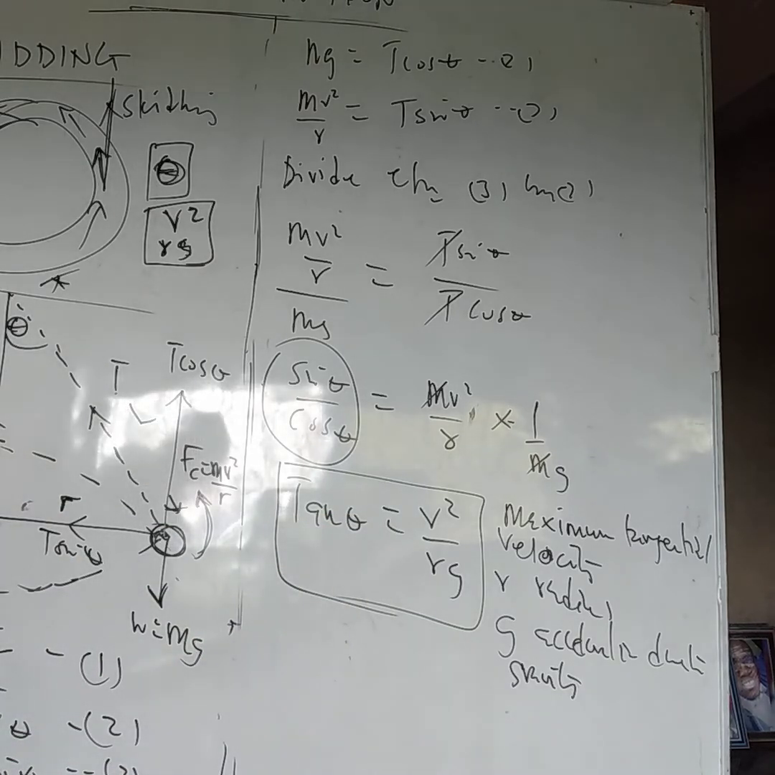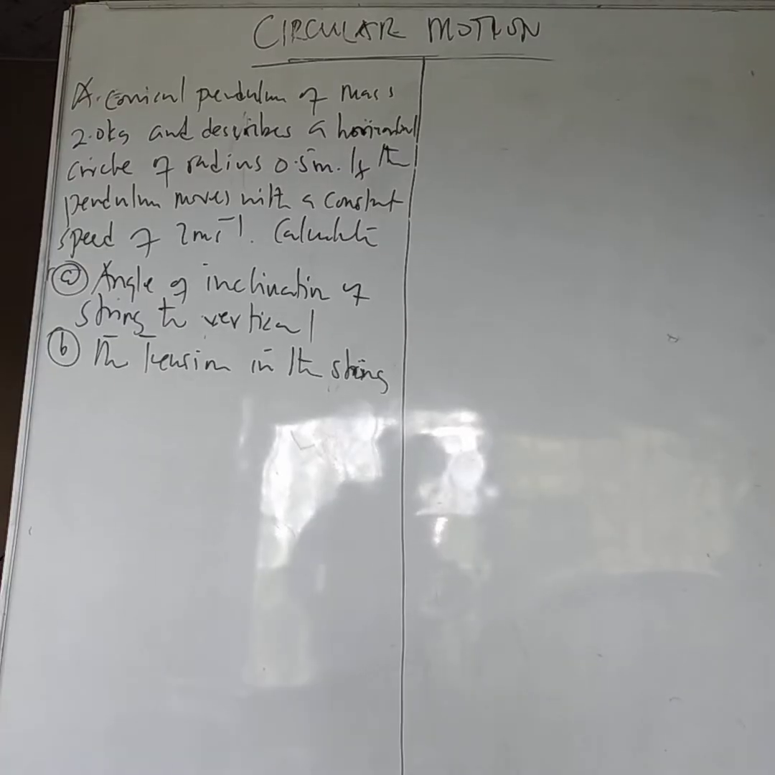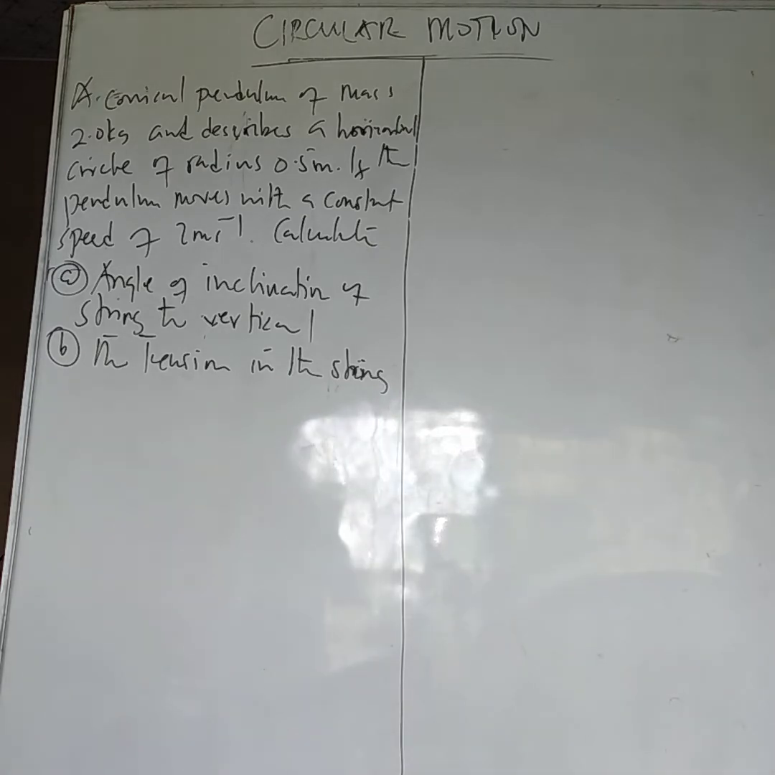I would like us to solve a question on this. This is a very simple question. Let's move on to it. Let's take a good look at the question on the board. We have a conical pendulum of mass 2.0 kilogram that describes a horizontal circle of radius 0.5 meters. If the pendulum moves with a constant speed of 2 meters per second, calculate.